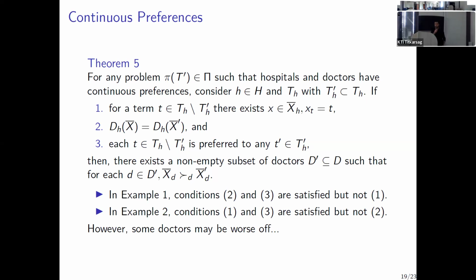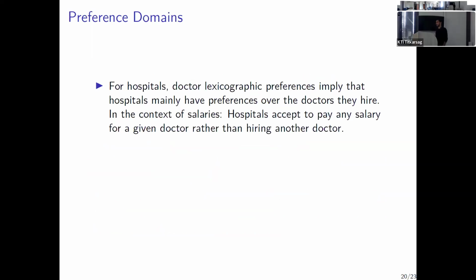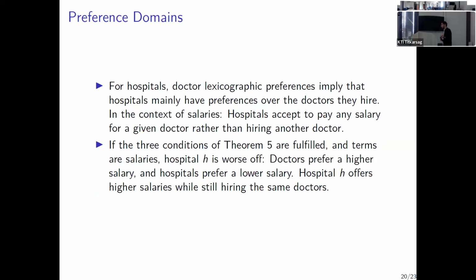So the intuition behind this presentation is that to guarantee that no doctor is worse off, we must impose very strong conditions on either the preference domain or the matching that we obtain. The first, with lexicographic preference, is unrealistic, as I mentioned, because agents will care about the terms that are used. And the second one is that we must impose a strong condition to guarantee that at least one doctor is better off. But I can argue that in the context of salary, if we have the 3 conditions satisfied, then the hospital is worse off. Remember, the first condition is that the added terms are preferred to the already existing terms.